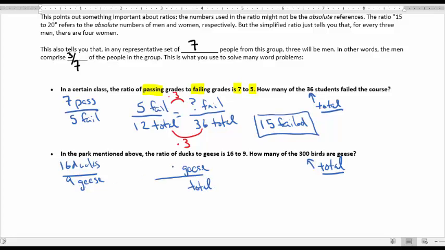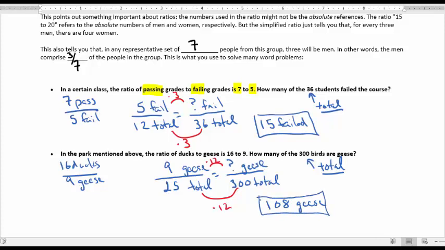So there was 9 geese again, so this is going to stay 9. But what's the total? Well, if there was 16 ducks and 9 geese, the total was actually 25. And now I want this out of the 300 total birds that I have. So how many of them are going to be geese? Well, I do the same thing I just did before. So to get from 25 to 300, I actually multiplied this by 12. So then I multiply 9 by 12, and I'm going to get my 108 geese.